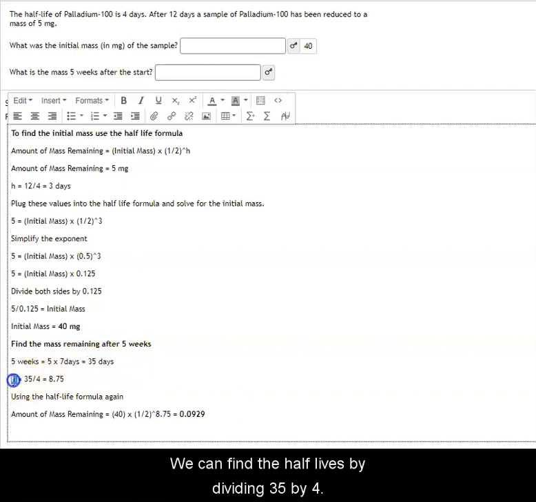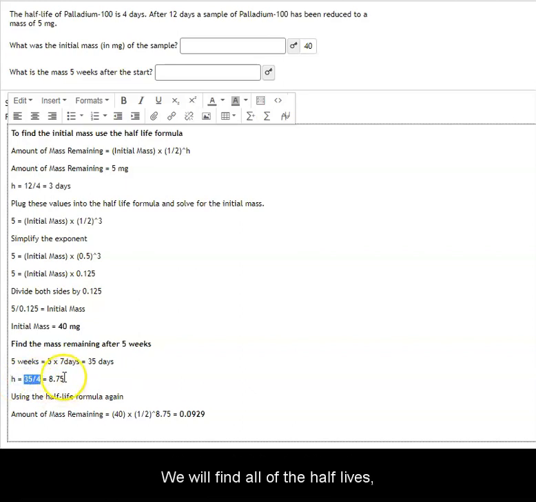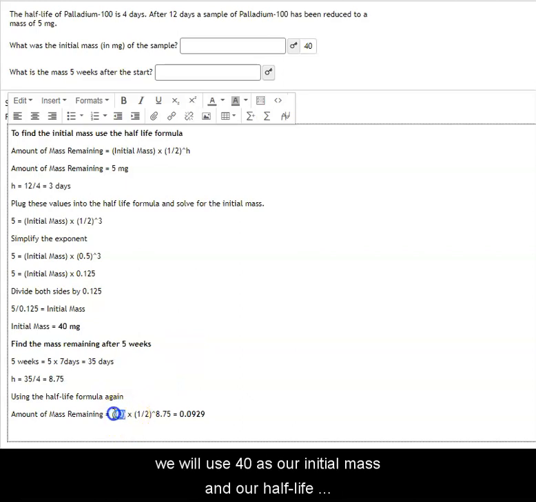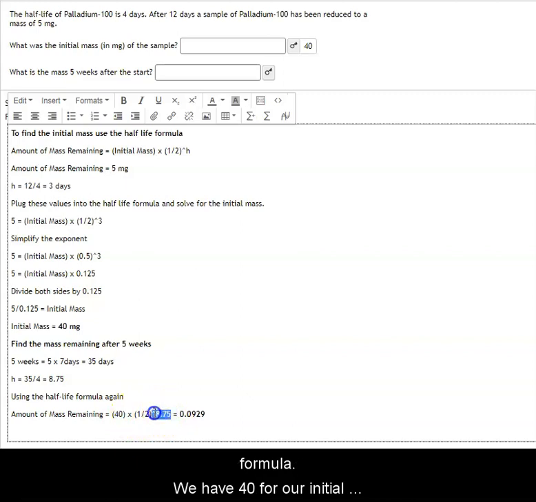Then we can find all the half-lives by dividing 35 by 4. So there are 8.75 half-lives in 35 days. We'll use this as our h, and we'll use 40 as our initial mass in our half-life formula. So we have 40 for initial mass, and 8.75 is our h. Then we just want to simplify and find how much mass will be remaining after 5 weeks. So we can plug this expression into Desmos.